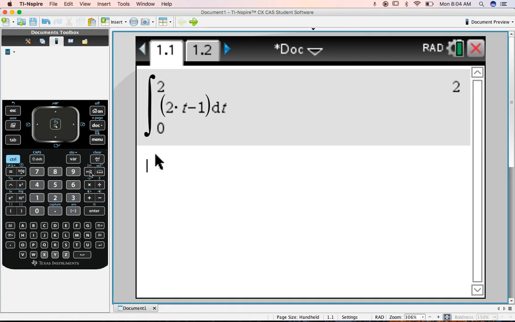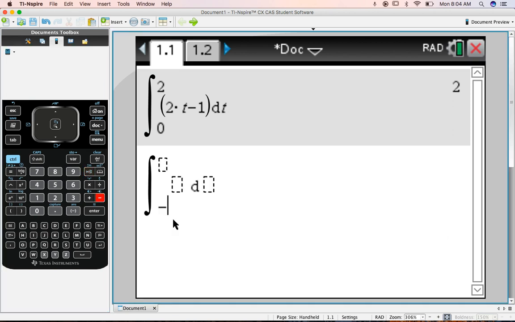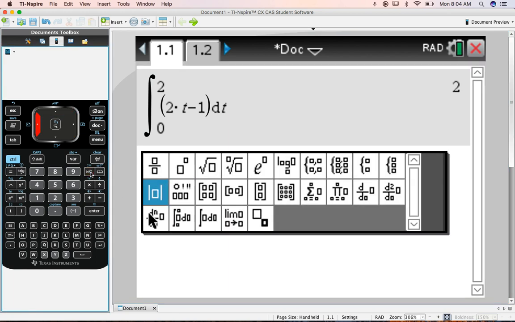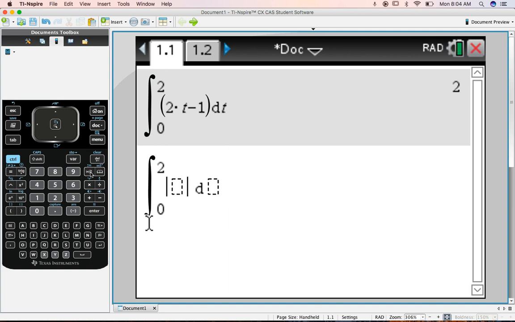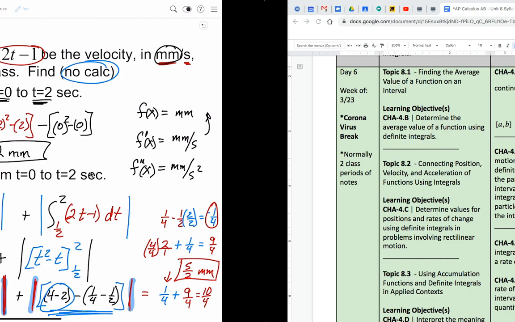Then when I do the total distance traveled, I'll just start it from scratch. We'll do the integral from 0 to 2, and it's the absolute value, because we saw total distance traveled. And then we do 2t minus 1 with respect to t. And that's how we get our 5/2, which came from the 10/4 that reduced to 5/2, or 2.5 millimeters.